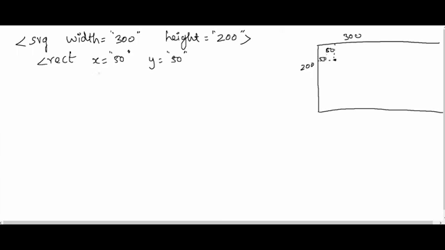Right. So the next thing is we want to give the width of the rectangle and the height of the rectangle. Right. So as we drew here width and height, similarly we want to give the width of the rectangle and the height of the rectangle. So I am just giving width is equal to 200 and height is equal to 100.